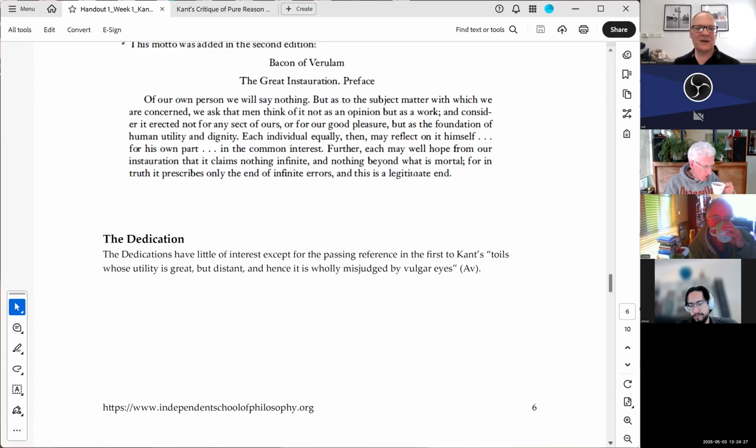"And consider it erected not for any sect of ours or for our own good pleasure." So theory does not have it, there are no theoretical satisfactions in themselves. That's not important. "But as the foundation of human utility and dignity." That could be Kant, that he wants to refound science and philosophy for the sake of human utility and dignity. "Each individual equally then may reflect on it himself for his own part in the common interest." So you can be an underworker in my project, if you so wish. "Further, each may well hope from our instauration that it claims nothing infinite and nothing beyond what is mortal. For in truth it prescribes only the end of infinite errors, and this is a legitimate end." So the argument over the legitimacy of the new science is something that Kant continues.